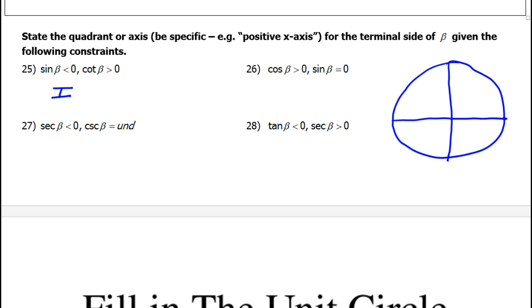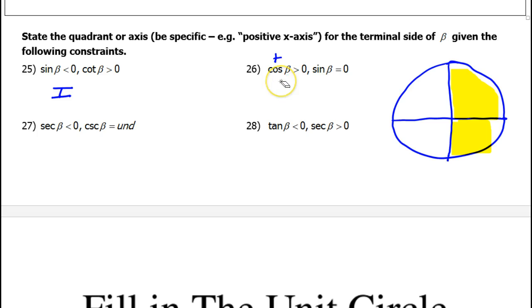Okay, so we want the quadrant where the cosine is positive, first of all. Now, on the unit circle, the cosine is the x value. So where are the x values positive? X values are positive to the right of the y-axis. So right there, that narrows us down to either the first quadrant or the fourth quadrant. Alright, so it's got to be one of these two quadrants so far.